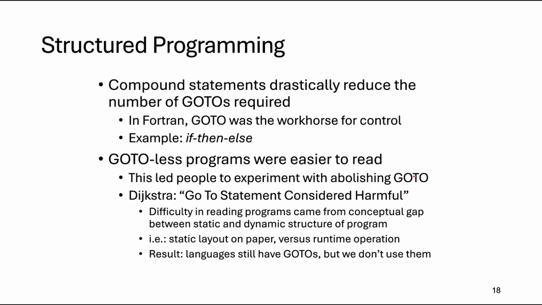Dijkstra suggested that goto statements are actually considered harmful, because it's difficult to read programs that have goto, and to compare the static layout on paper with the runtime operation of the program, what is the result? As mentioned before, the languages still have the goto, but we don't use it that frequently. We have seen that Algol already has the goto, but it's better to use other mechanisms to change the control flow in the program rather than the goto, because it's very confusing, creating spaghetti programs at the end.